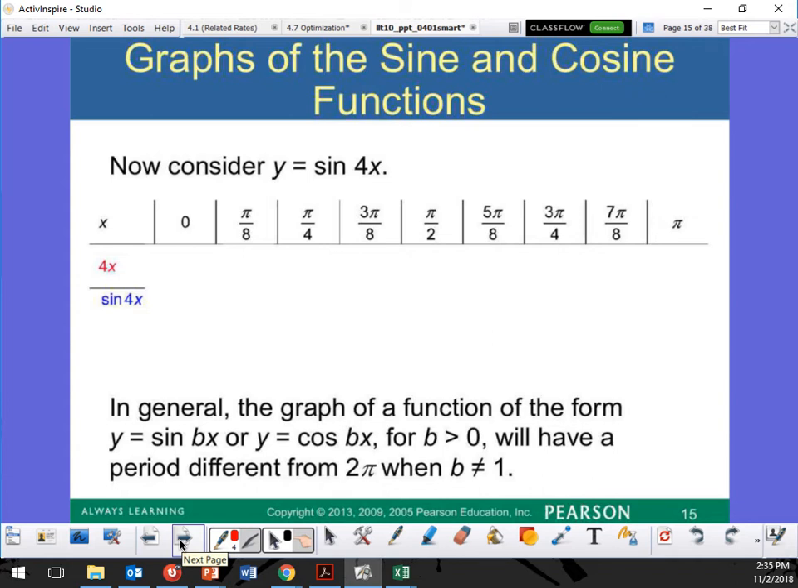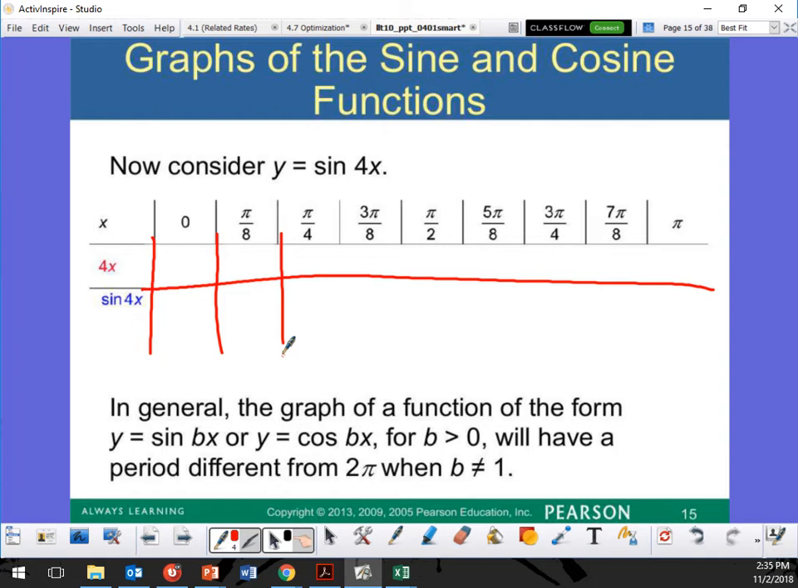You want to do it again? Okay, let's do it again. And now this time, remember, this is the multiplier right here, right? So 4 times 0 is 0. What's sine of 0? 0. Because it's the sine of 4x, right? Because the 4x is this one.